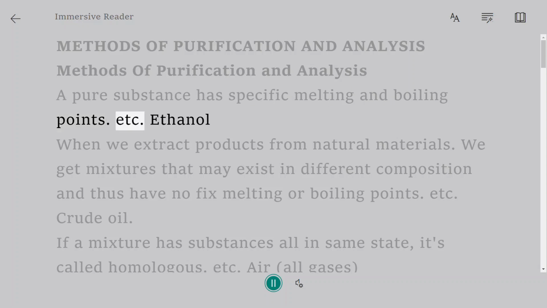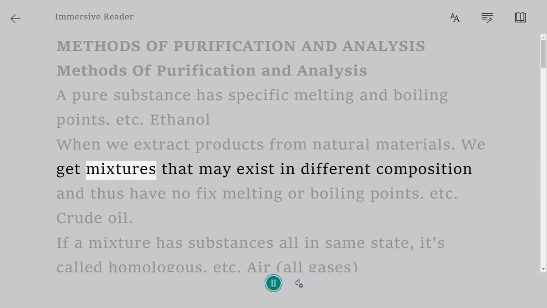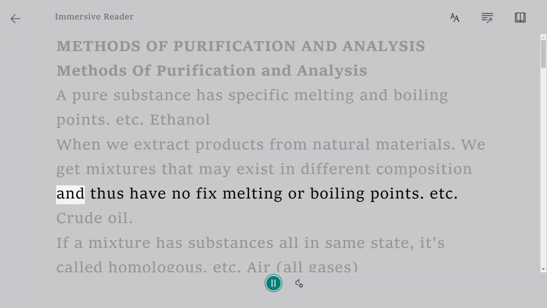Etc. Ethanol. When we extract products from natural materials, we get mixtures that may exist in different compositions and thus have no fixed melting or boiling points.